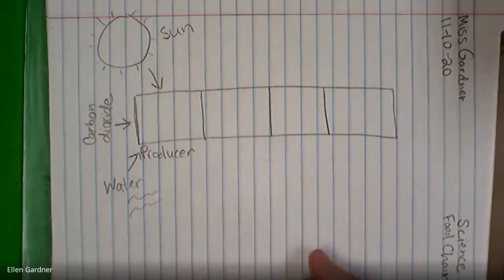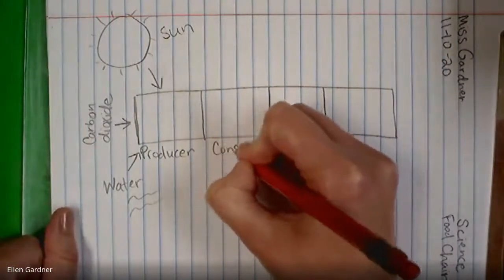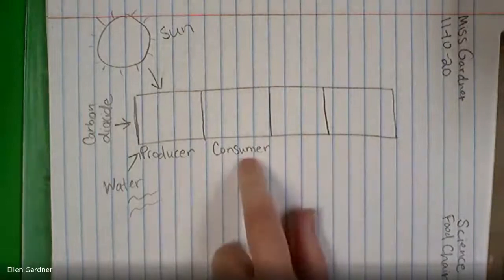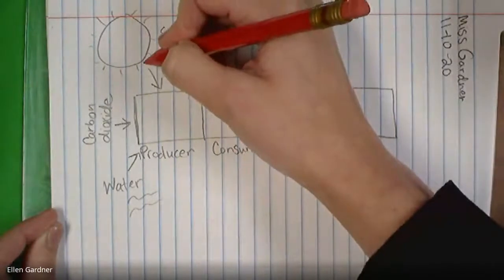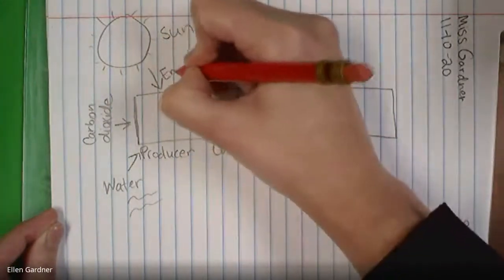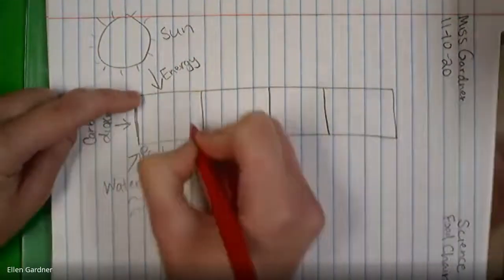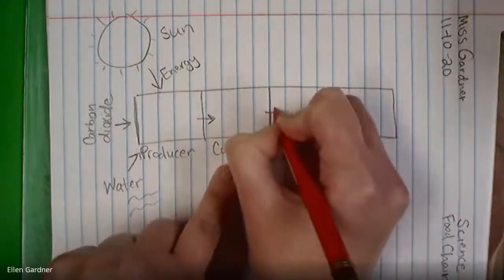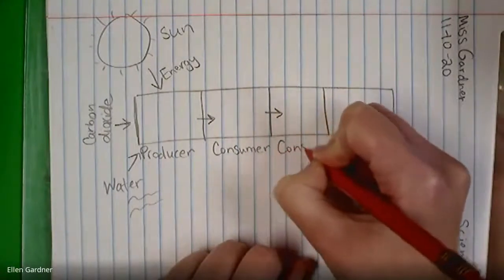Now, this producer could be consumed or eaten by a consumer. Now, it's also possible that this consumer, and actually, let's stop for a moment and I'll actually draw the arrows. So the sun passes down energy. I'm going to write energy to the producer. The producer passes it on to the consumer that eats it. Then this consumer could be eaten by another consumer. That consumer could also be eaten by another consumer.